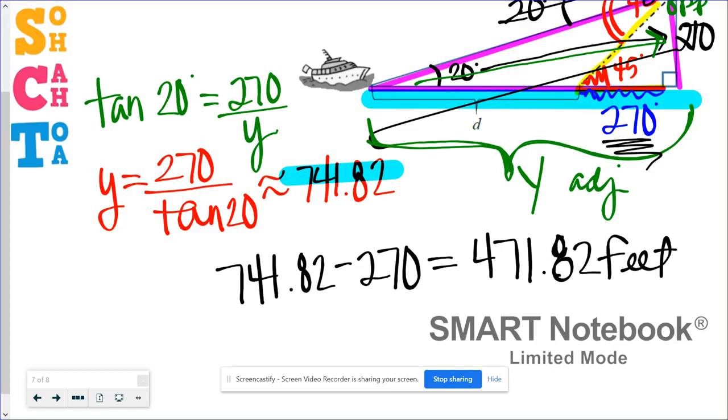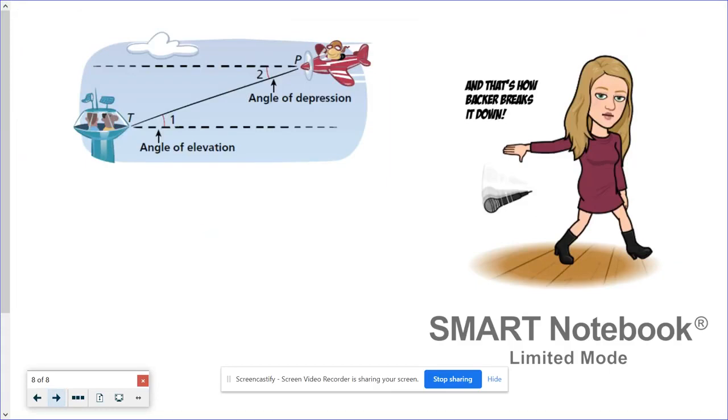And so it's really similar to the problem prior. It's just, instead of finding the height of the smokestack, you were finding the distance the boat traveled. But we're talking about the same problem, just oriented differently, really. Both problems use tangent. But that's how we can do some of these more involved angles of elevation and depression problems. Just remember the two angles are congruent. The angle of elevation is congruent to the angle of depression. So in this diagram, angle 1 is congruent to angle 2. Remember that when you are working with these diagrams, okay? And that's how Becker breaks it down.